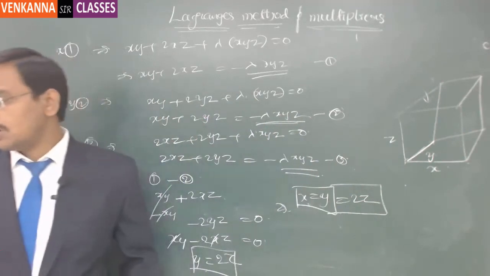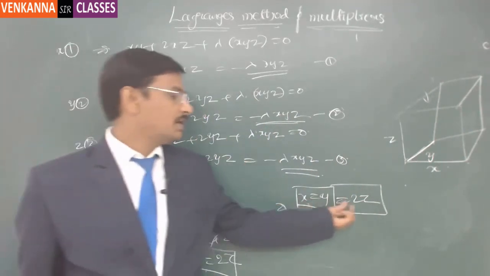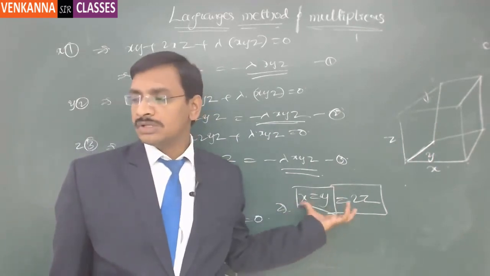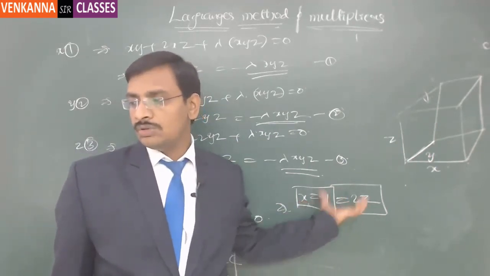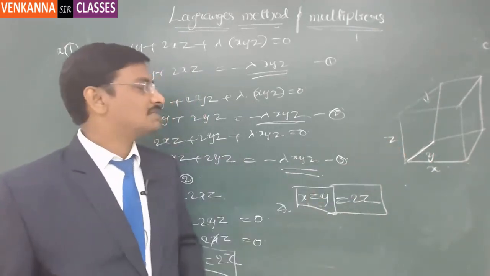So this is how we have got the conditions, right? These conditions, if you notice, are x is equal to y, which is equal to 2z. This is how you need to generate the dimensions so that you will get the least material. So these are the constraints for us.